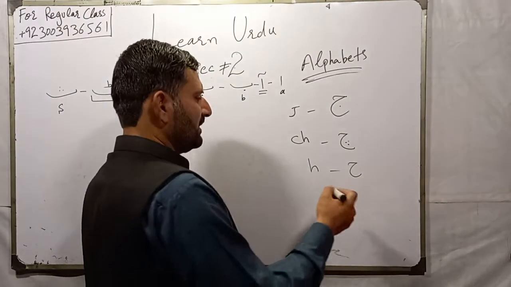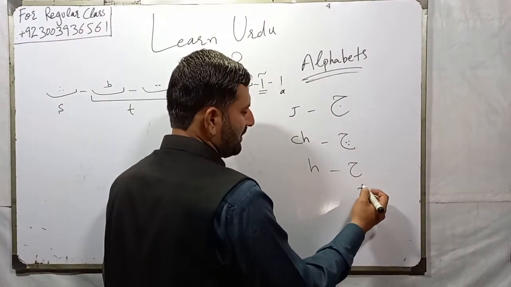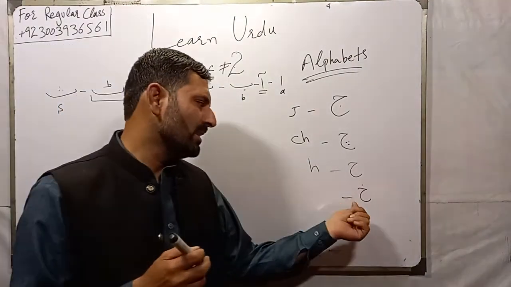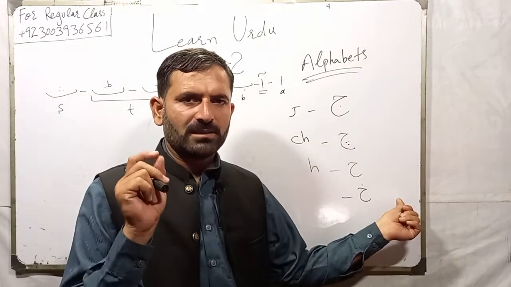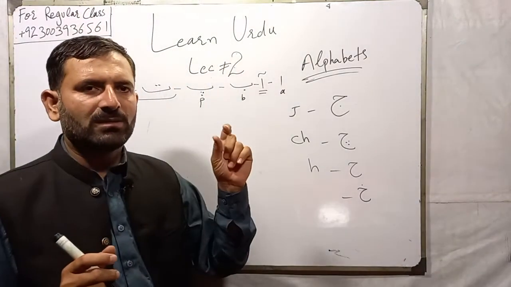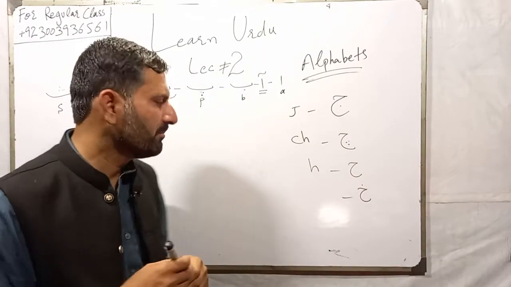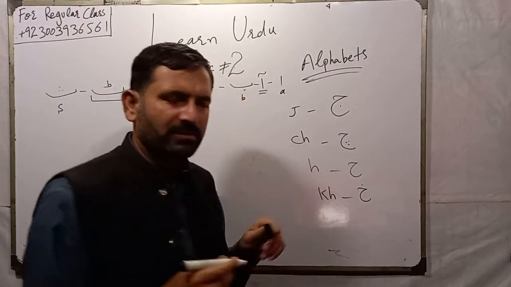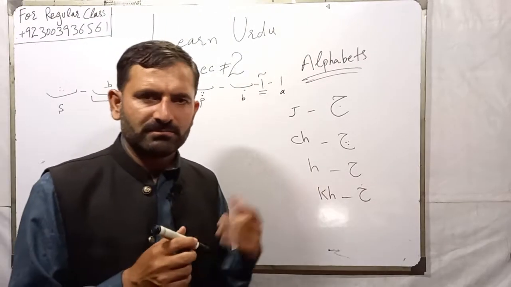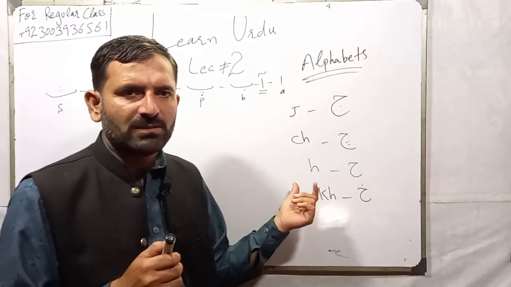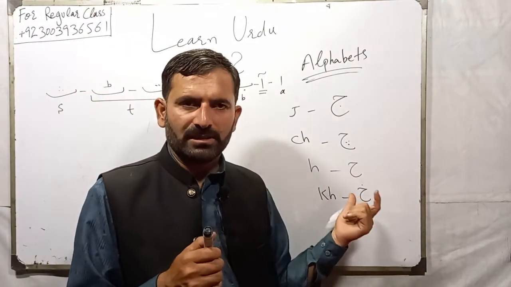The next one is khay. In Urdu, its name is khay. It sounds like ha. And in English, we can exactly pronounce it as kh, just as Khalid, Khandan, Khadim.